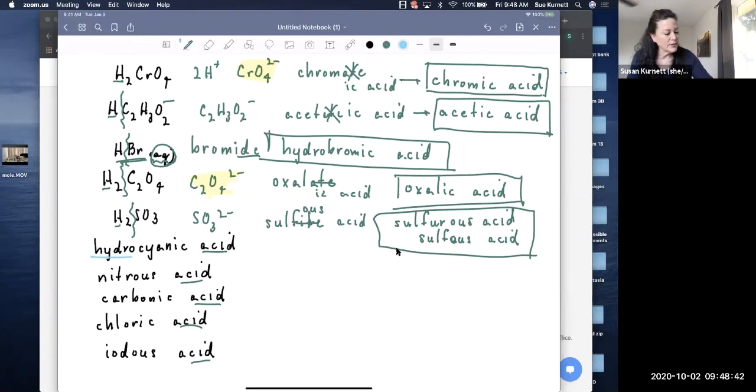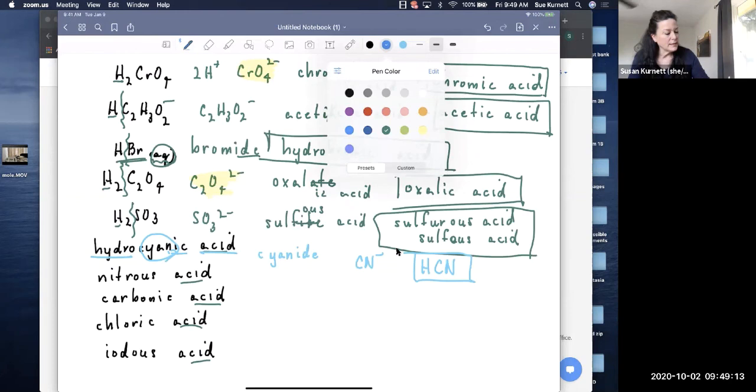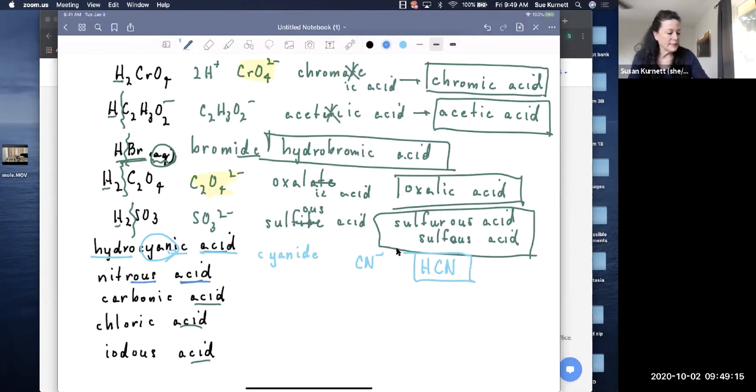Okay, hydro-ic acids come from ides. Cyanide. That's on the list we're supposed to memorize. Add enough hydrogens to make it a compound. Us acids come from ites.